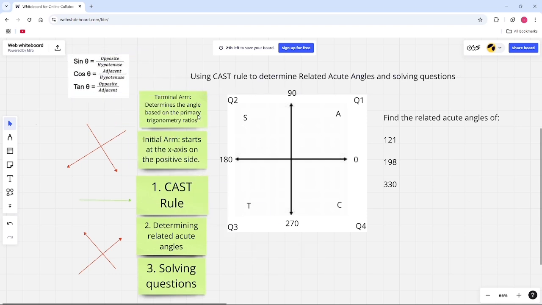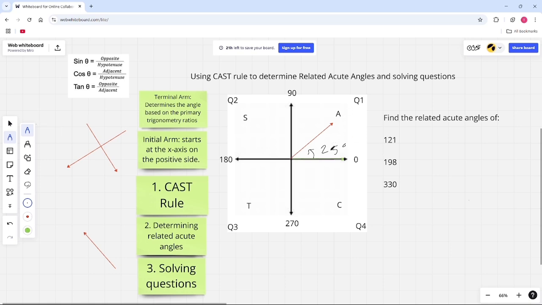Now, we're going to go ahead with the terminal arm. A terminal arm determines the angle based on the primary trigonometric ratio, and it has a relation with the initial arm, which starts at the x-axis on the positive side. So if the initial arm is my green arrow over here, then the green arrow will go over here on the Cartesian plane. And then our terminal arm can be any of these arrows, and it creates an angle with the initial arm. So therefore, it creates this angle. We can obviously have this as 25 degrees, for example.